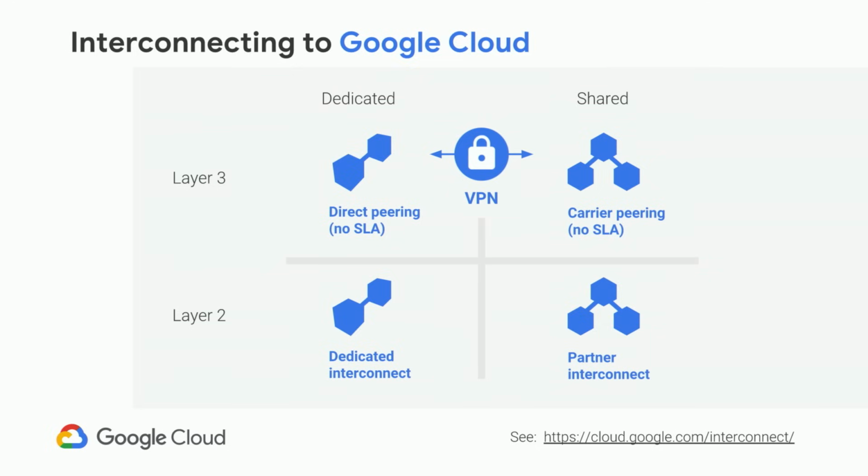The same thing happens on the partner side. In this case, you're going to connect to a partner, right? Google has a whole list of partners out there. A good example, a very popular one that we work a lot with customers on, is Equinix Cloud Exchange, right? Lots of people have presence in Equinix. In this case, you're connecting to Equinix's fabric. Equinix's fabric is then connecting directly to our peering fabrics, right?